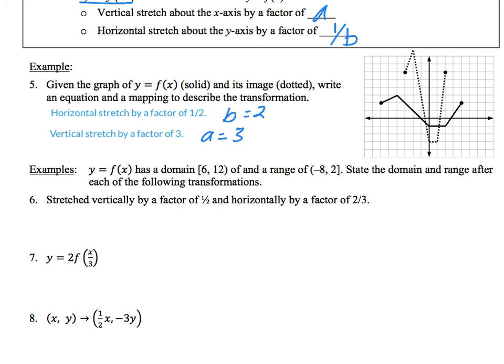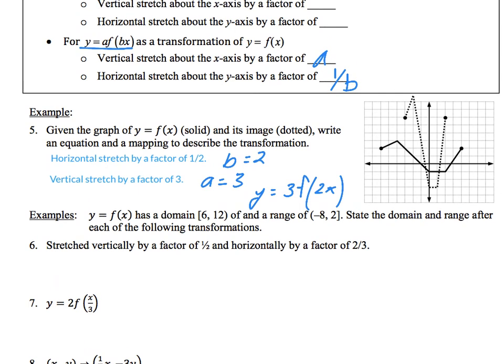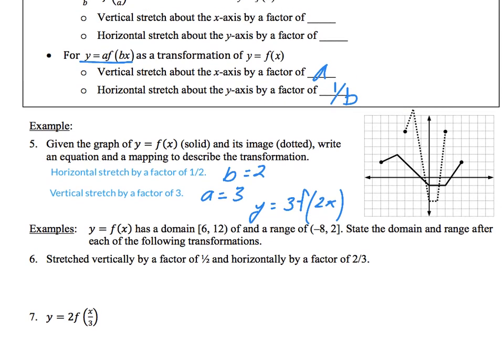And so we can use these two parameters then to write our equation. y will equal 3 times f of 2x. So again, as we look back at our equation up here, we can see vertical stretch by a factor of 2, so our a value is 2, horizontal stretch by a factor of 1 over b, so we did the reciprocal of the half, I should say, to give us the 2.